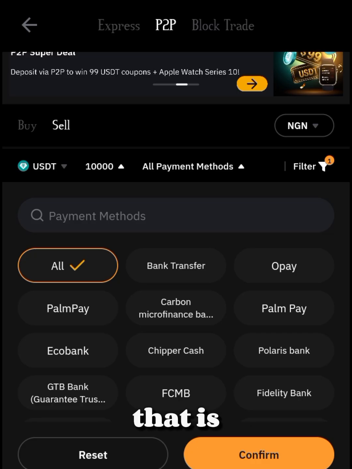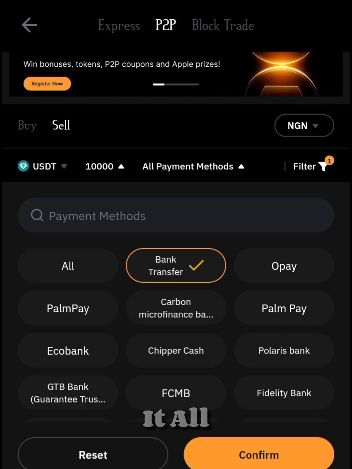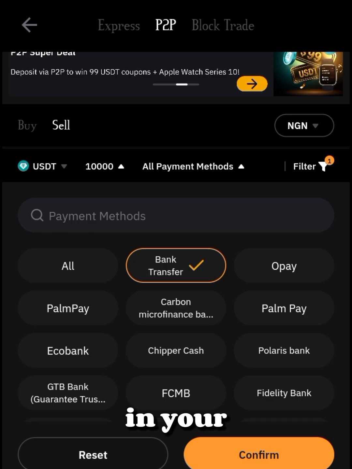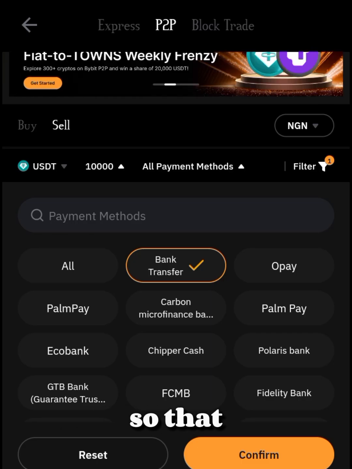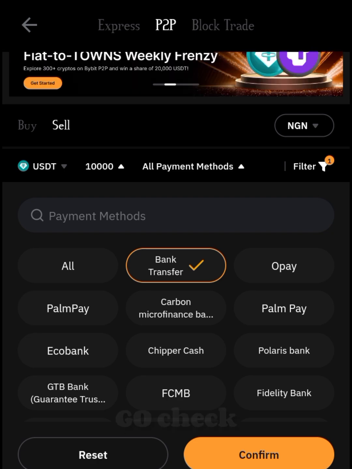But if I don't see anyone that is using First Bank, I will just select bank transfer. Bank transfer basically covers it all up, right? Then if you're using OPay, remember this account is already set up in your settings. Like I said, you have to be verified. So that verification comes with you putting your account details in the settings area. You can go check that out.